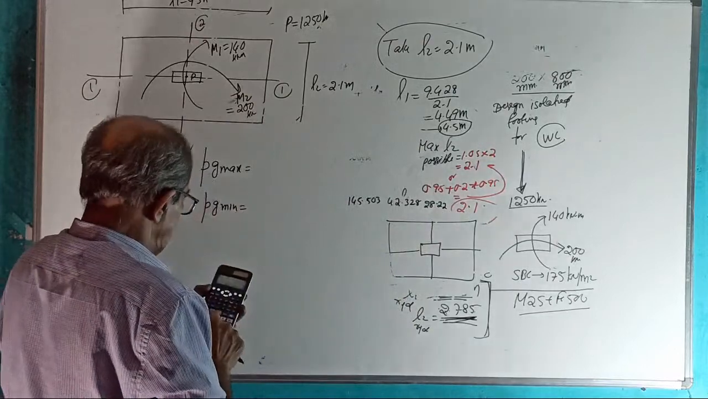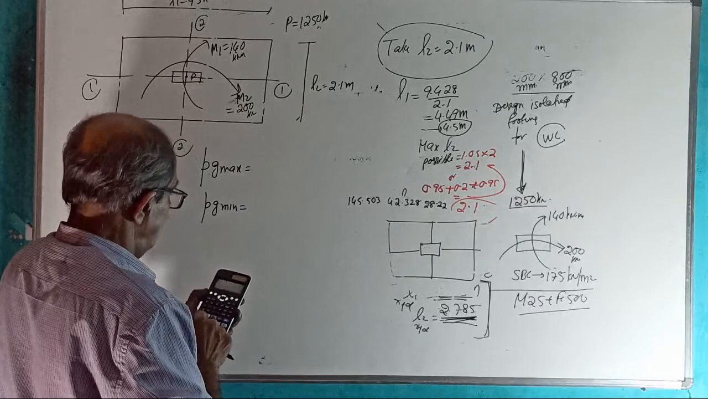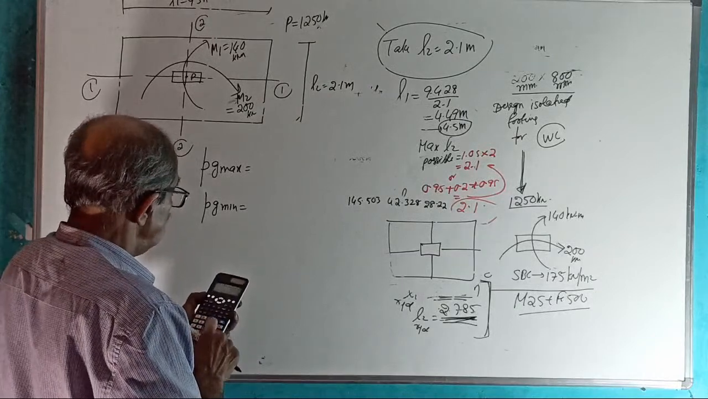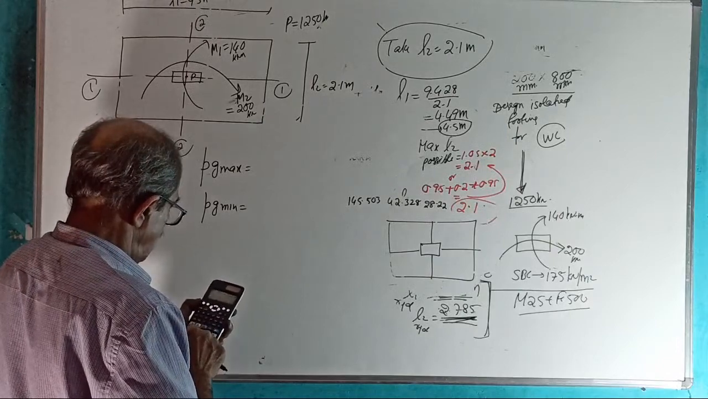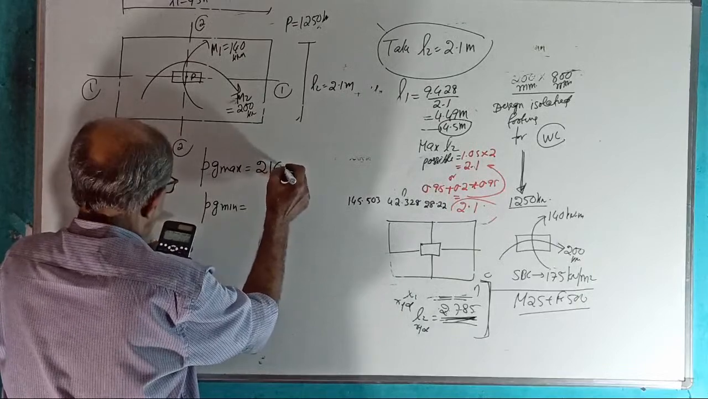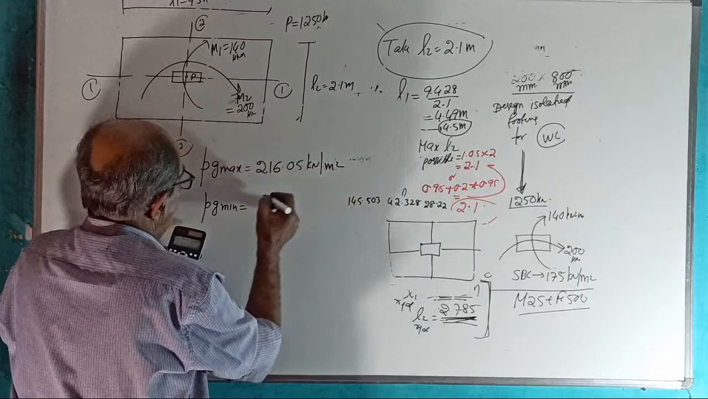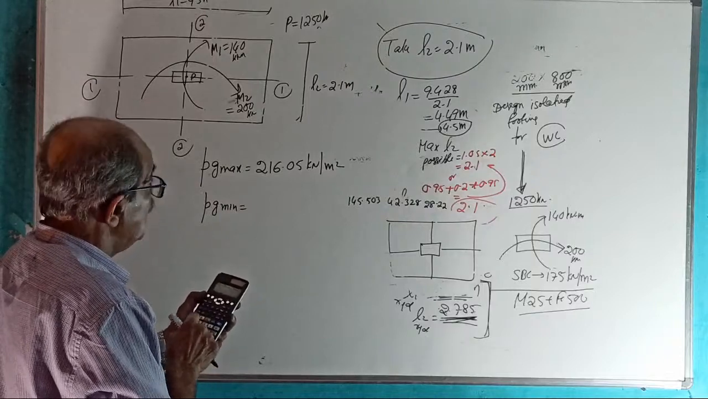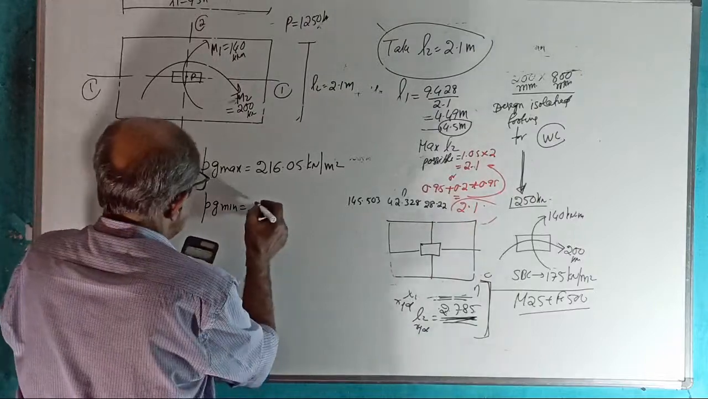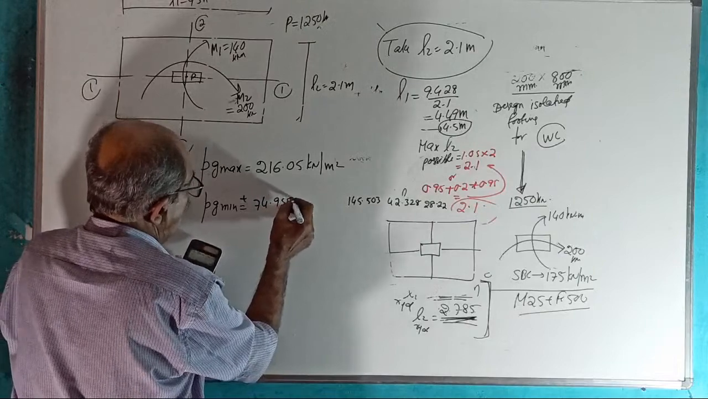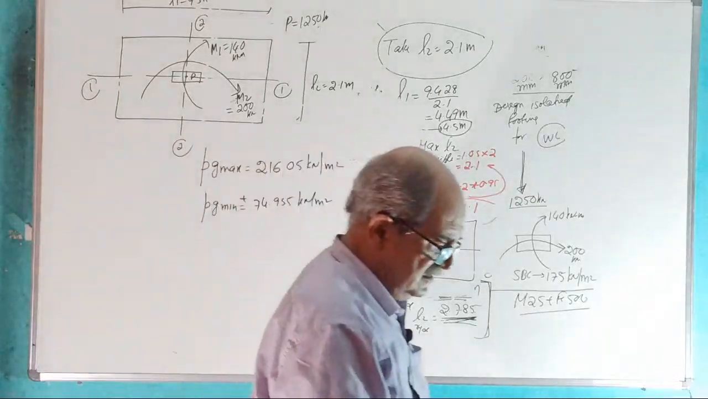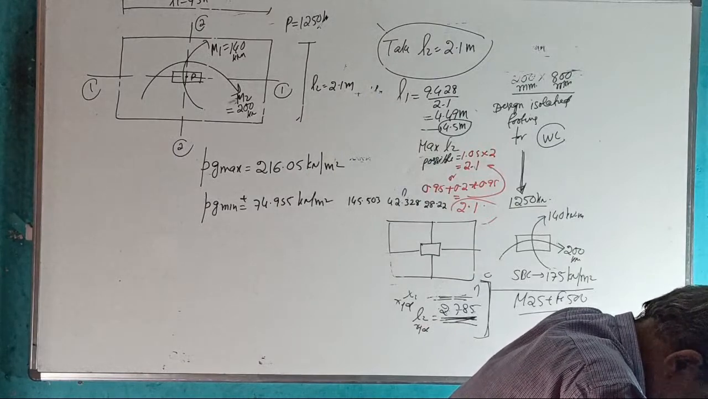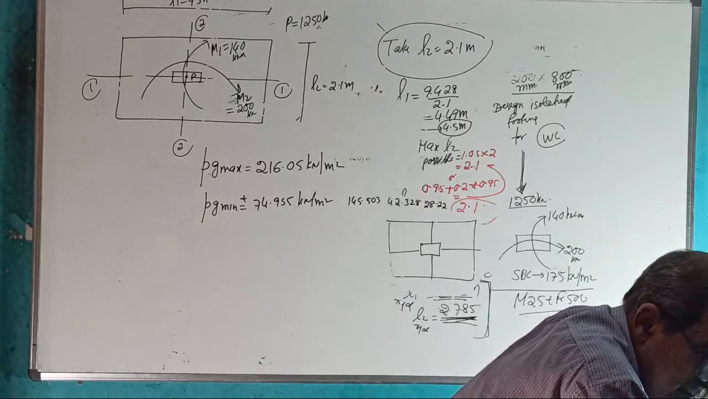I got PG maximum, I don't know, .05 kilonewton per meter square, and PG minimum comes 74.955, positive. Tell me, correct or wrong? You can use Excel also. Is it correct? Tell the answer. PG maximum, PG minimum. Correct answer? I don't know. Check it. Fast. Check fast. I will tell you this question.